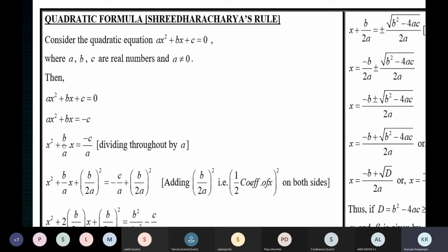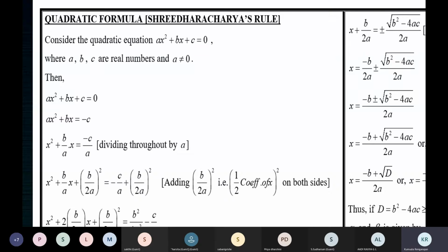Next, this is the x term, and b by a is the coefficient of the x term. Now half of this, that is half into b by a, will be b by 2a. All right, so we add b by 2a the whole square to both the sides.